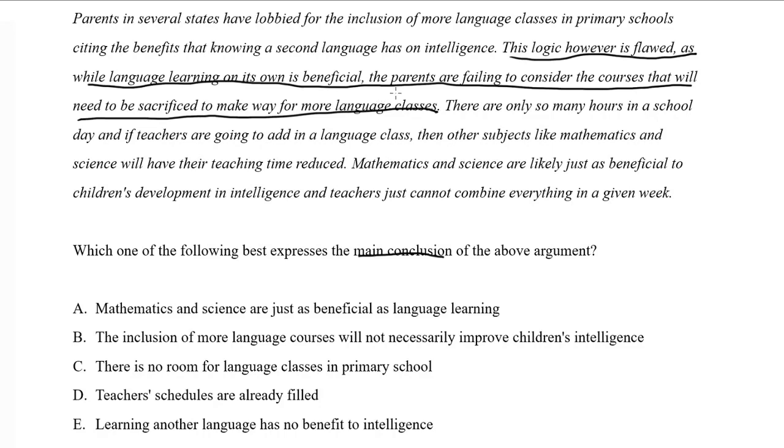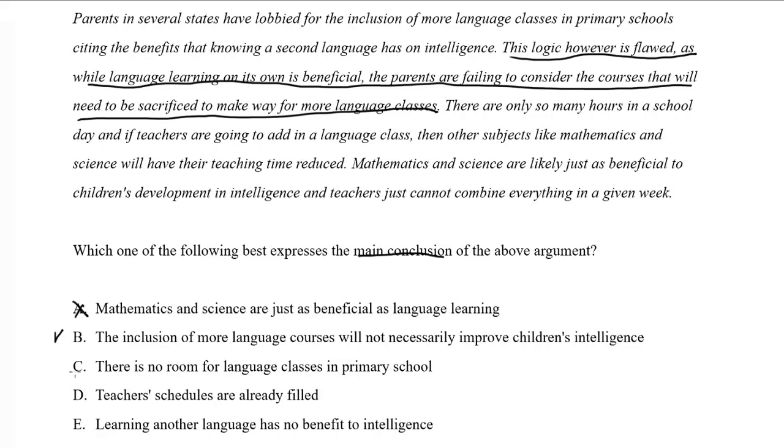Okay, so we've identified the conclusion. Let's match it to one of the answers. It's not going to be A, mathematics and science are just as beneficial as language learning. No, that's this part here, and that was not the conclusion. B, the inclusion of more language courses will not necessarily improve children's intelligence. Potentially, yes, that sounds right, but I won't mark it just yet. Now, this answer most likely is the conclusion, but because it doesn't exactly match what is written here, I'm going to check the other answers first to make sure there's not a better option.